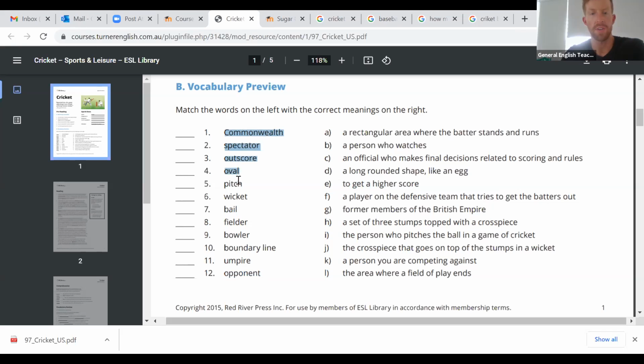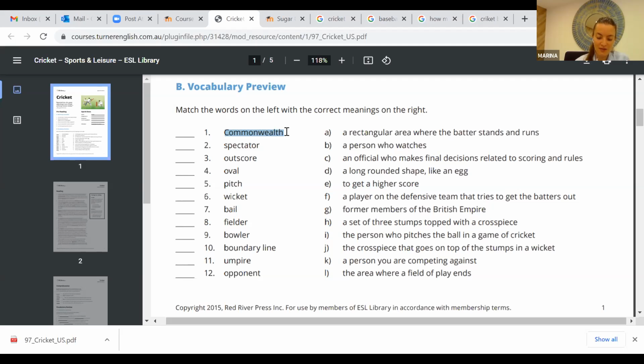So, Mayuko. Commonwealth. Commonwealth. Spectator. Spectator. Outscore. Outscore. Oval. Oval. Pitch. Wicket. Wicket. Wicket. Bail. Bail. Fielder. Fielder. Bowler. Bowler. Boundary line. Boundary line. Umpire. Umpire. Opponent. Opponent. Okay. Marina. Commonwealth. Commonwealth.